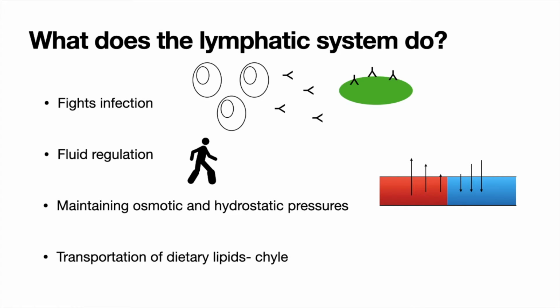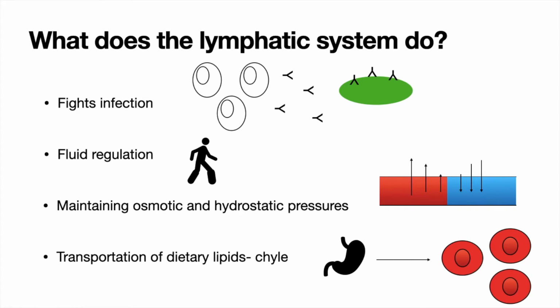Finally, we have the importance of transporting lipids from the intestinal system into the blood, which can then be used by the body. Now, when these lipids are within the lymphatic system or within lymph, then this fluid is known as chyle.